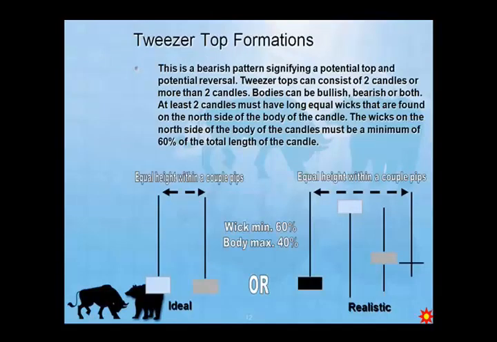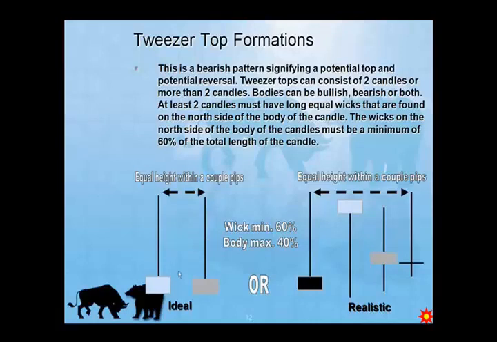Now, the second formations of bullish or bearish. We went over morning stars and evening stars. Now we're going to go through tweezer tops and tweezer bottoms. First, let's look at the bearish signal, the sell signal here, which is called the tweezer top formation.